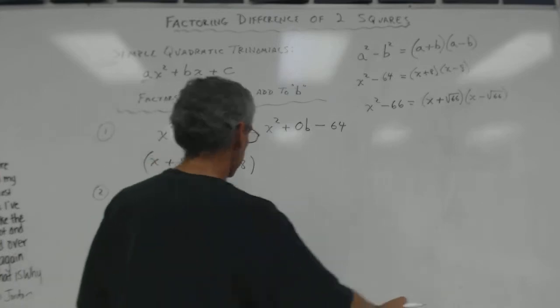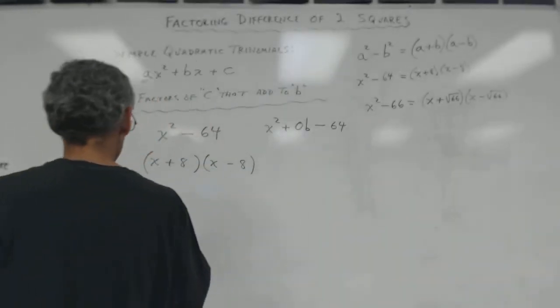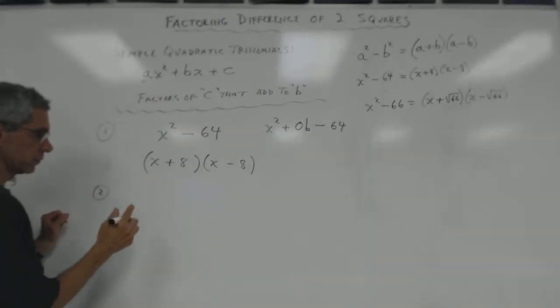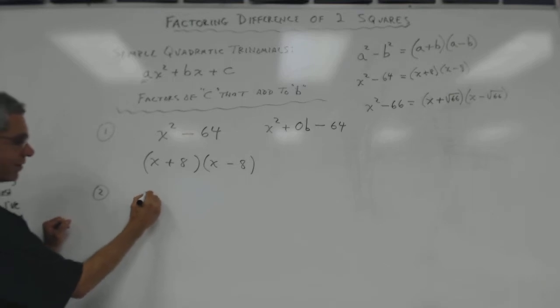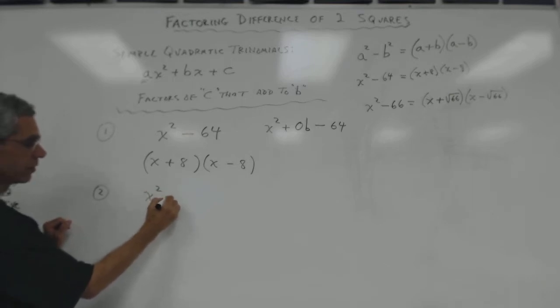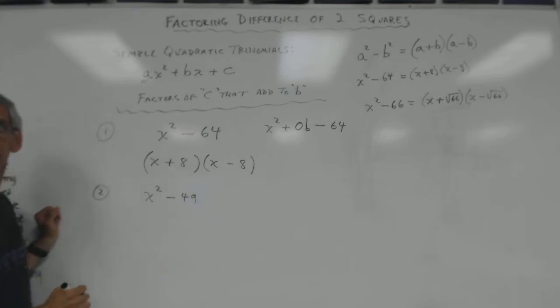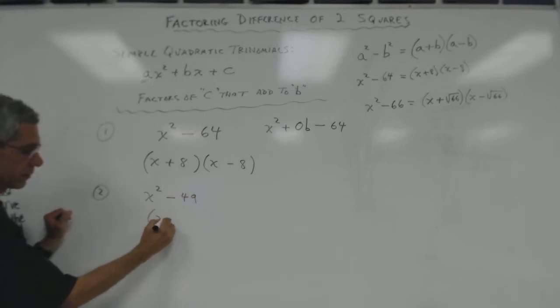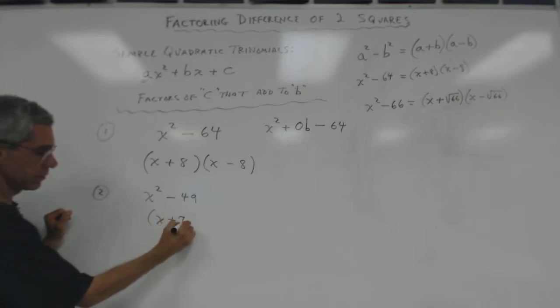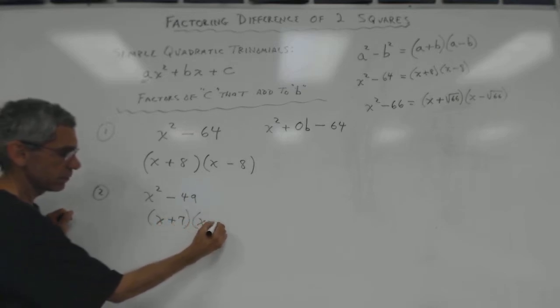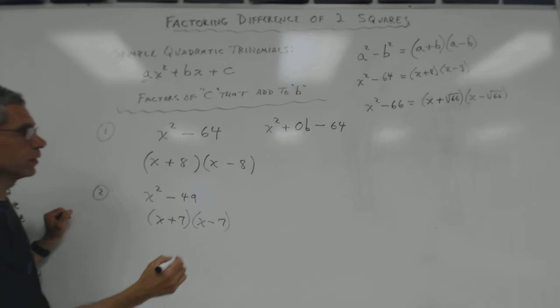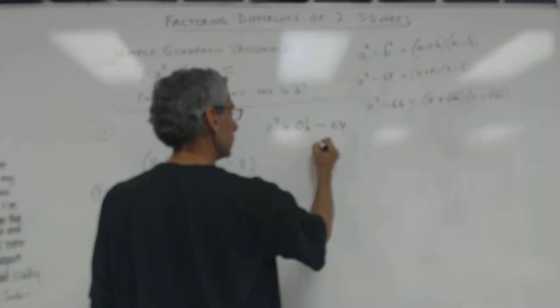Okay, so that's that. So let's try a few. X squared minus 49. What would that be? 7. So it'd be x plus 7 and x minus 7. Right, beautiful. Okay, number 3.